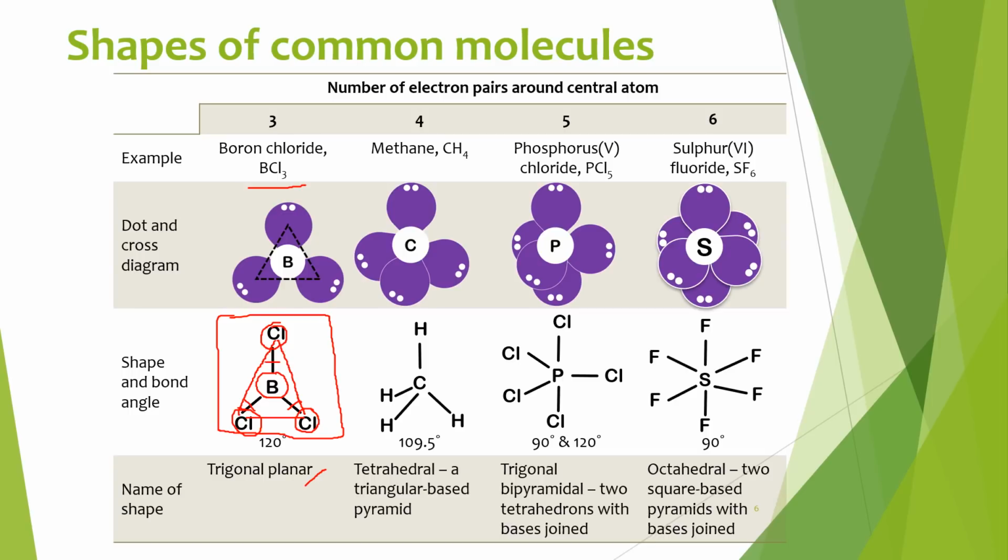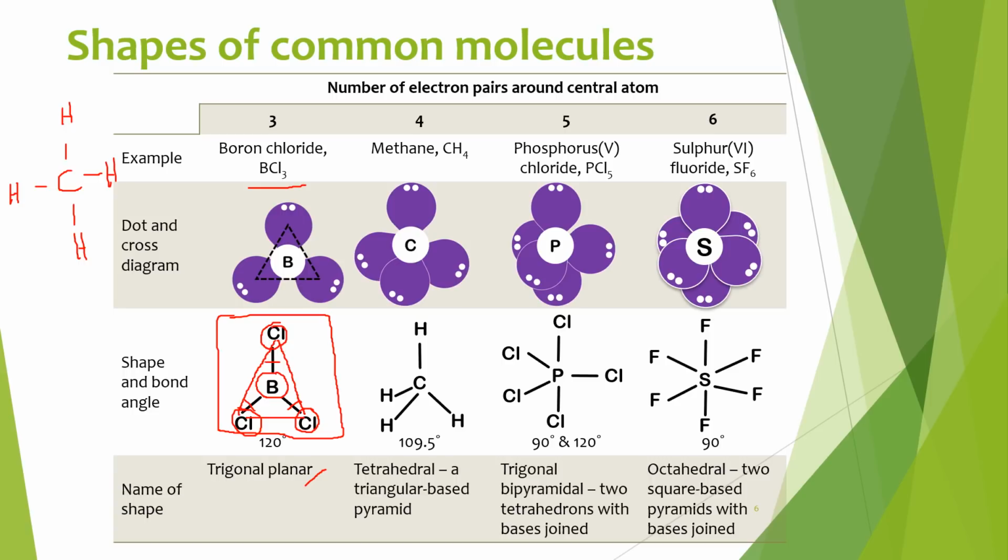Next, you have methane, CH4. First thing first, when you need to determine the shape of a molecule, you need to draw the Lewis structure for CH4. If you don't know the shape yet, you can draw a very simple Lewis structure first, from the basic, without the shape.